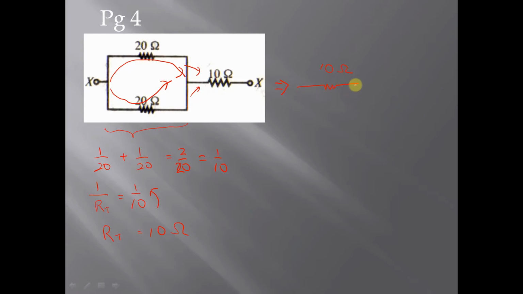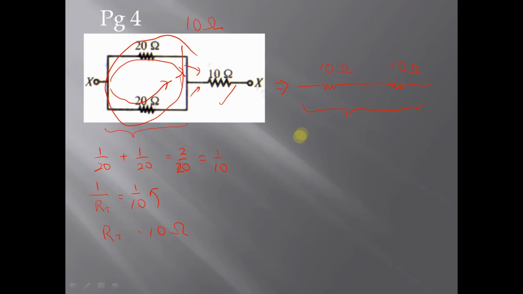And another 10 ohm is already in the question. So you can see from here, when you combine here, this is 10 ohm. And another 10 ohm comes from here. So now can you tell me, from here to here, what kind of circuit is that? Yes, you are right. It's a kind of series.